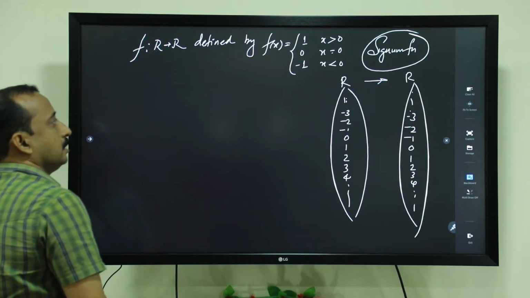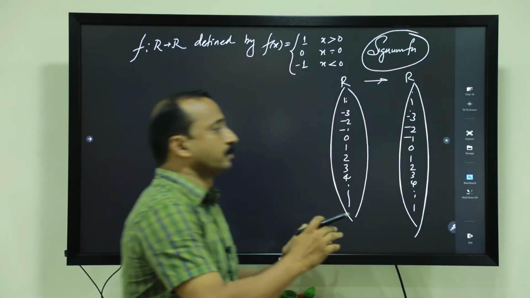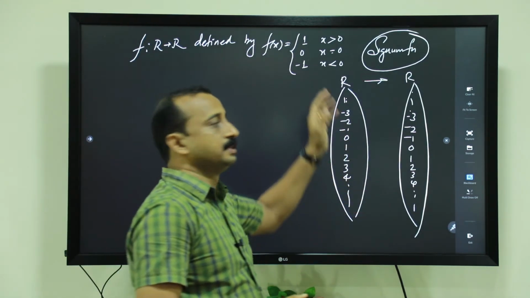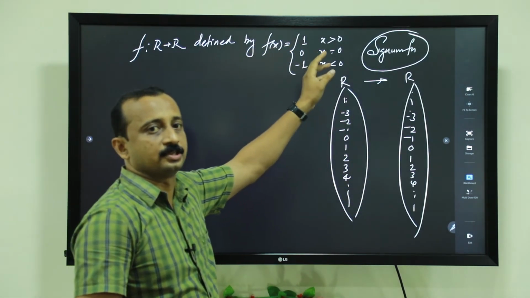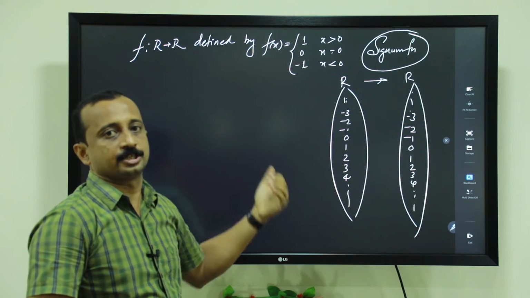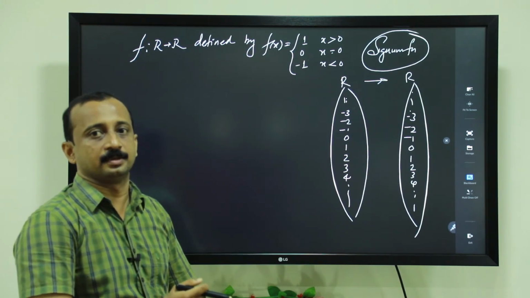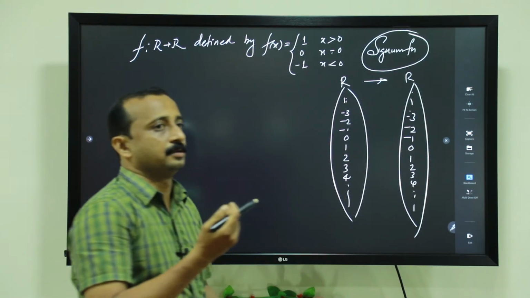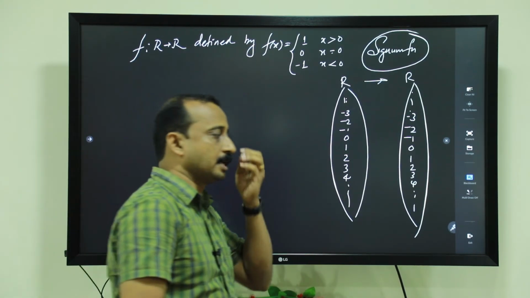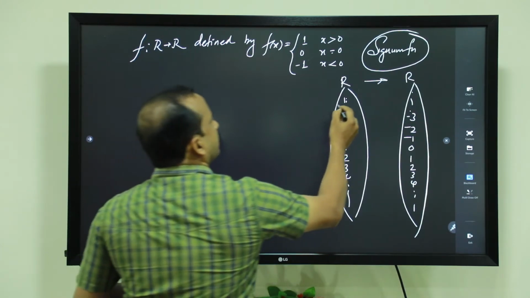You know, our signum function states that for any positive real number, the image will be 1, and for x equal to 0, the image is 0, and for any negative real number, our image is minus 1. For any positive real number, our image is 1. For any negative real number, the image is minus 1, and 0's image is 0. Okay, now plot the images.